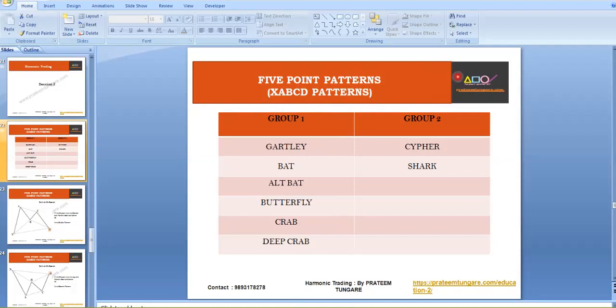So, basically, the 5-point patterns can be bifurcated into group 1 and group 2. Group 1 consists of Gartley, bat, alternate bat, butterfly, crab, deep crab. And group 2 consists of cipher and shark. So apart from the classification of bullish and bearish, these are the two groups in which the 5-point patterns have been classified.